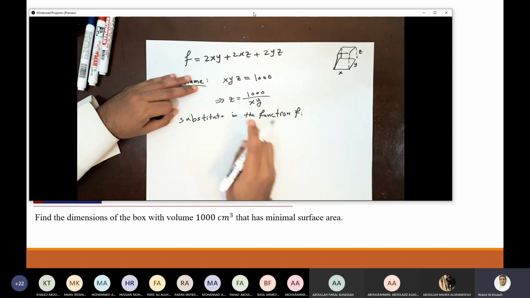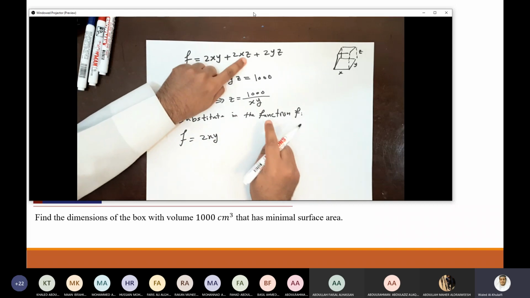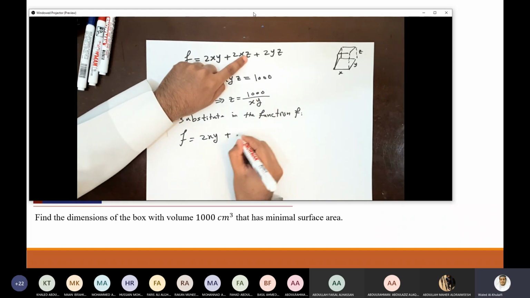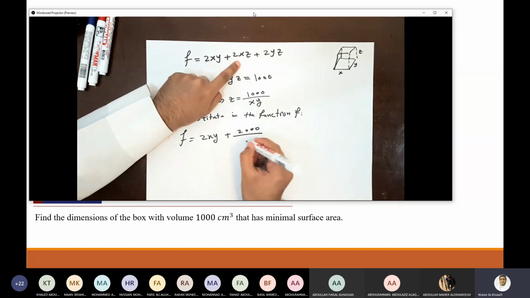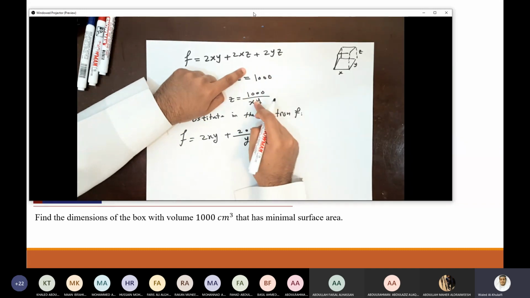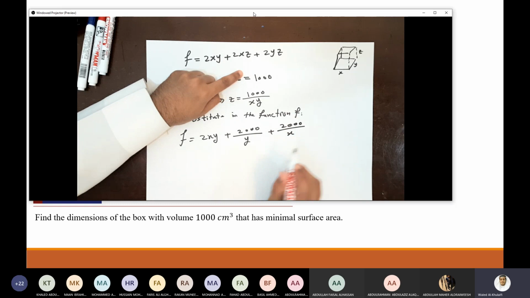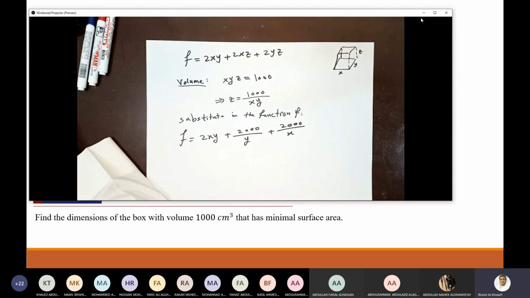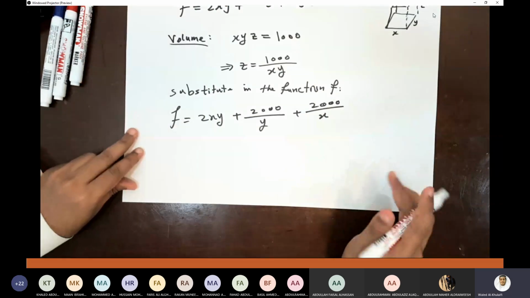Okay. So now f equals 2xy. Now when I take this z and I put 1000, it becomes plus 2000 over x, and the other term becomes y plus 2000 over x. Now this is my function f. Let me just maximize it, and this is a function f.